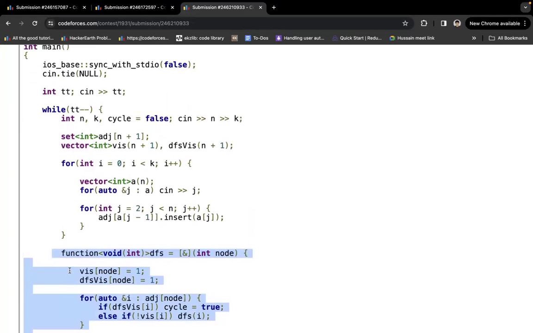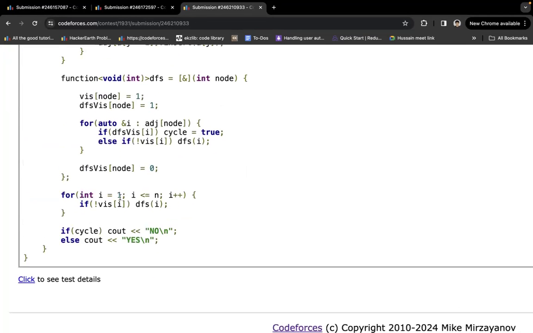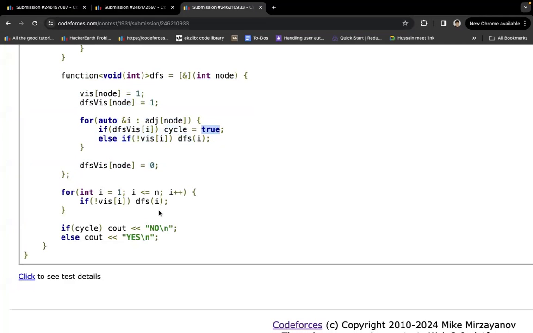And I have a cycle variable which is initially false. For every node that is not visited, I make a DFS call and check if there is a cycle or not. If there is a cycle, then the cycle becomes true. And in the end, if there is a cycle, I print that it is not possible. Otherwise, I print that it is possible. Is it clear, guys?